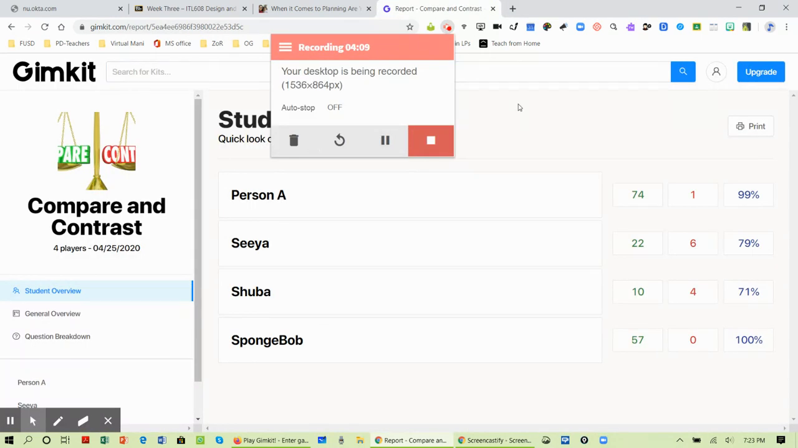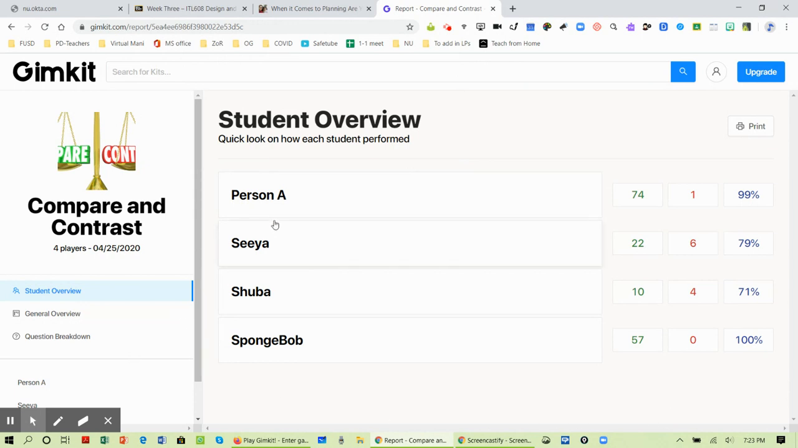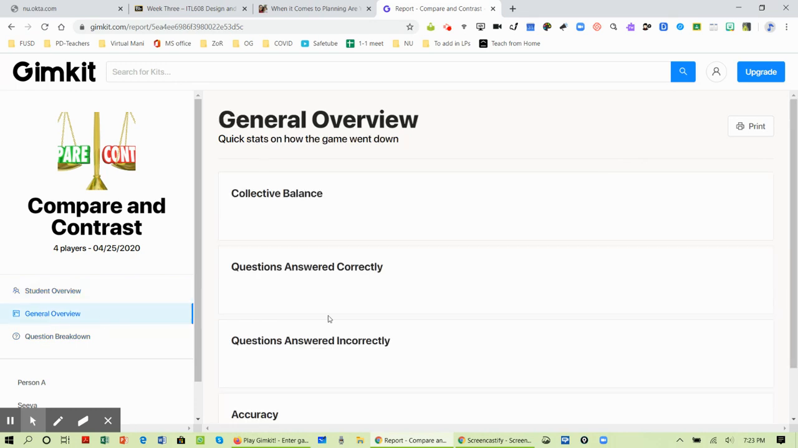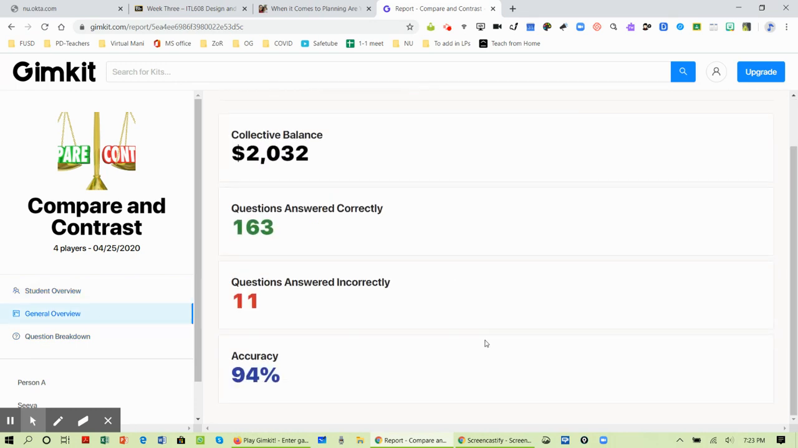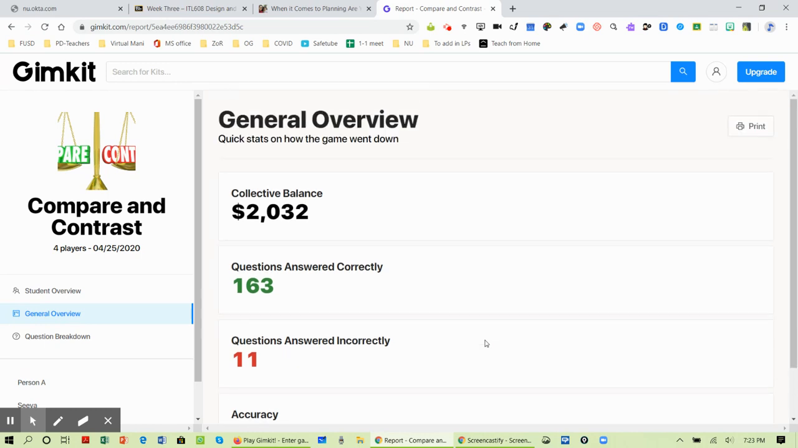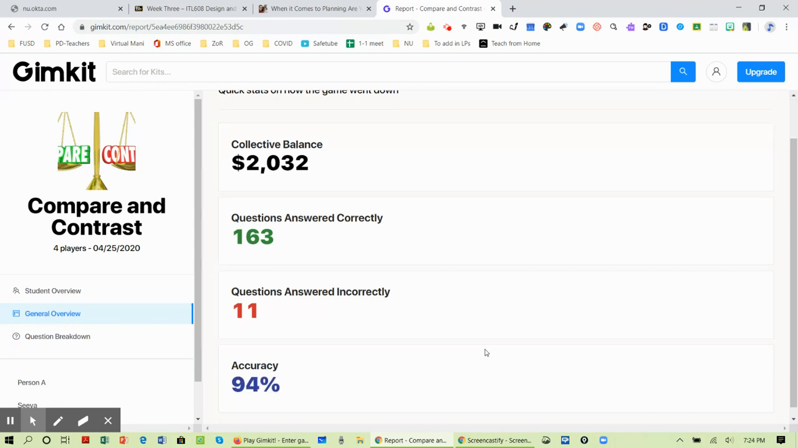Okay, as you can see, I have the results here, and it gives you the score, and it also tells you what percentage of the students got it accurate, what the incorrect answer is and what the correct answer is. I don't know why this one has 74 and this one has 57, but that's the number of times that this person hit the right answer. And here's collective balance. You can set it up when you're setting up a game. You can set up the maximum amount of money they can collect.